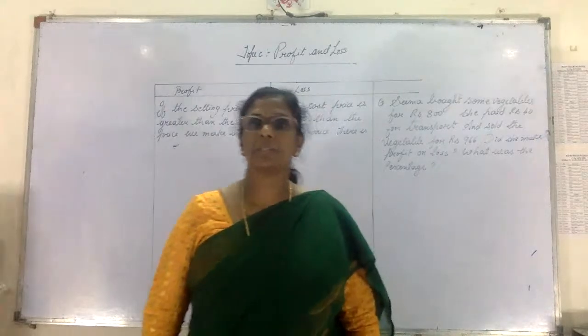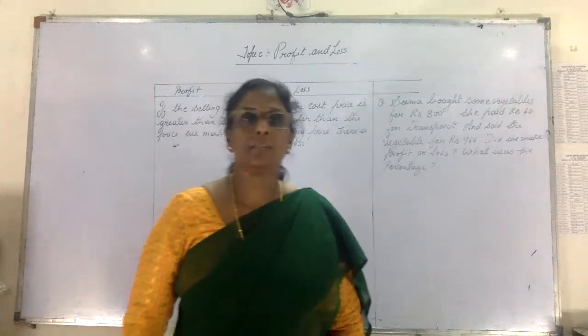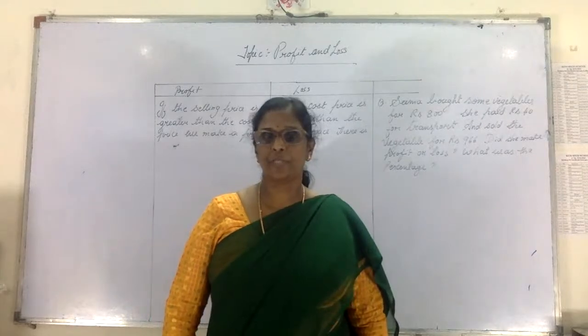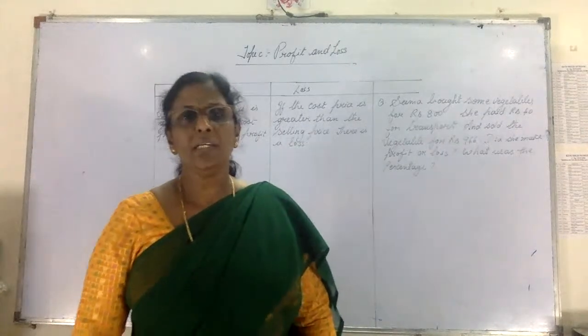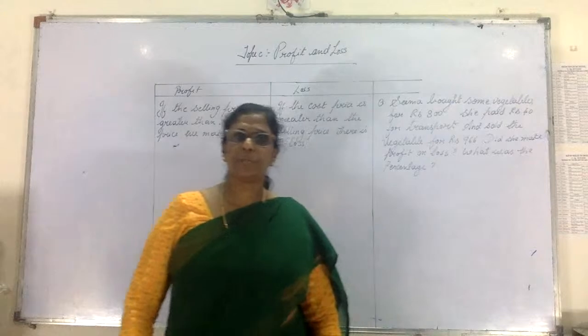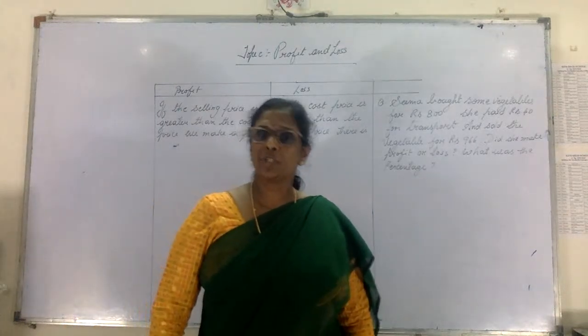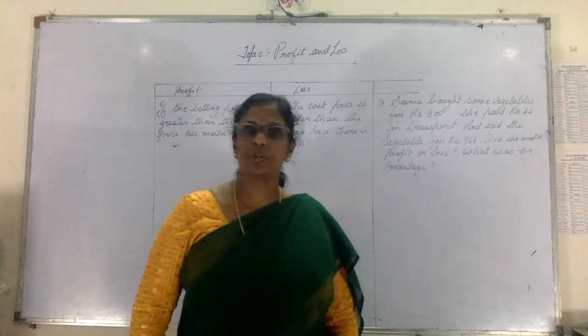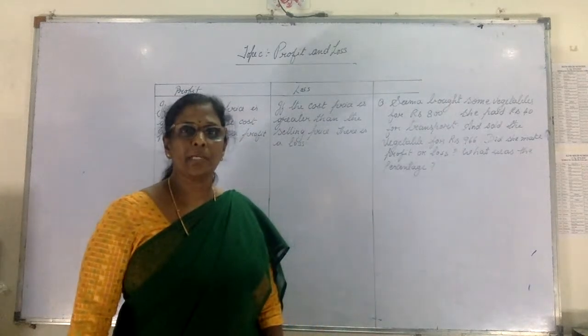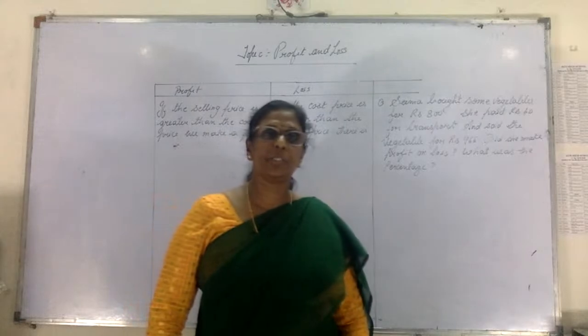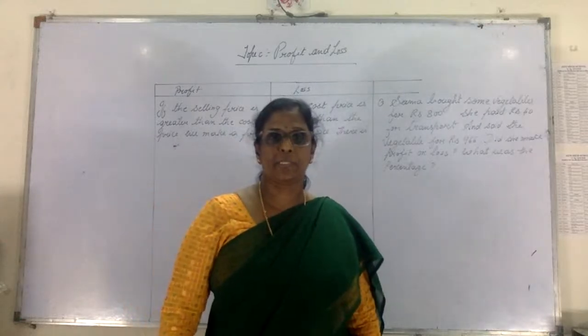Hello students. Today we are going to learn chapter 13 on profit and loss. In this chapter we are going to remember or learn 4 points. That is, what is cost price, what is total cost price, what is selling price, and how to find out the profit percent and loss percent.